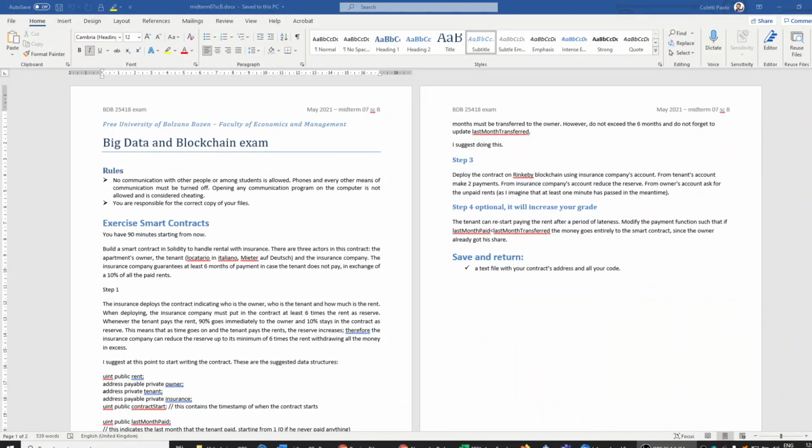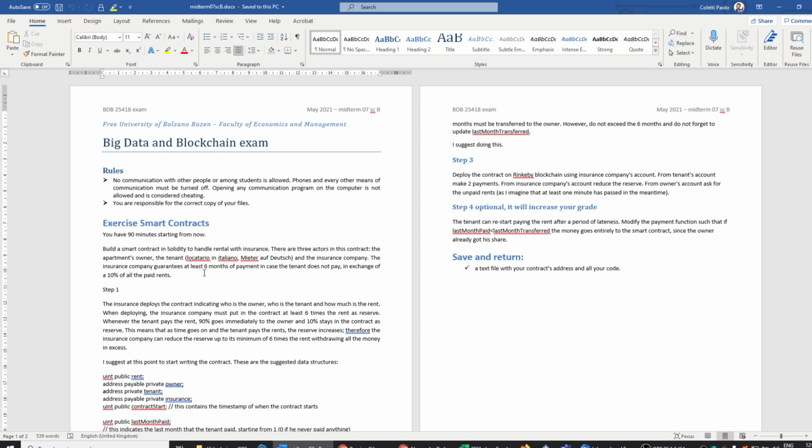Okay, smart contract XM7 version B. Build a smart contract to handle rental and insurance. There are three actors in this contract: the apartment's owner, the tenant, which is in Italian locatario, auf Deutsch Mieter, and the insurance company.